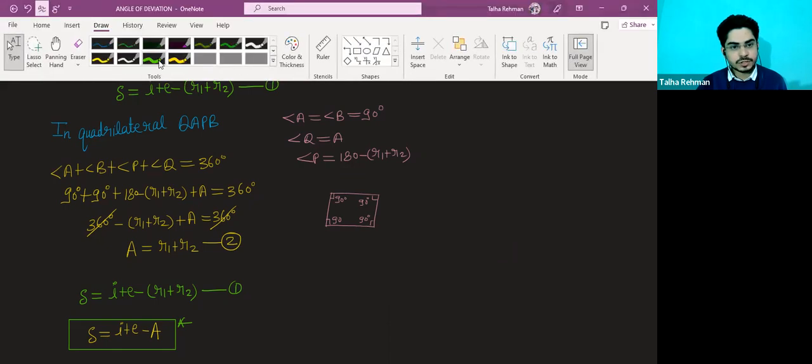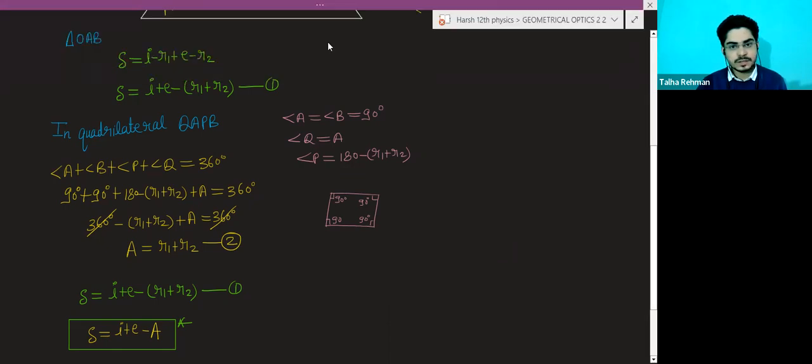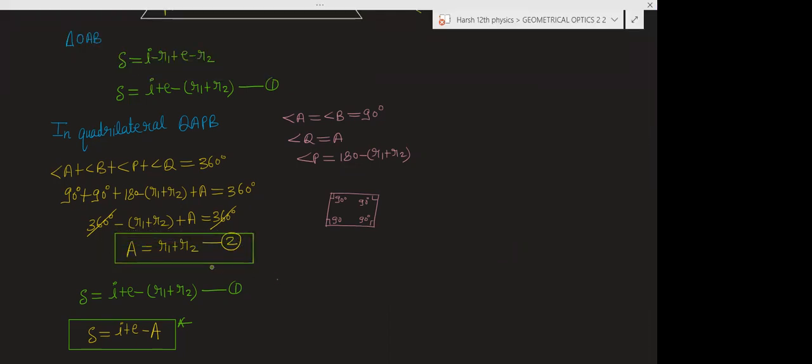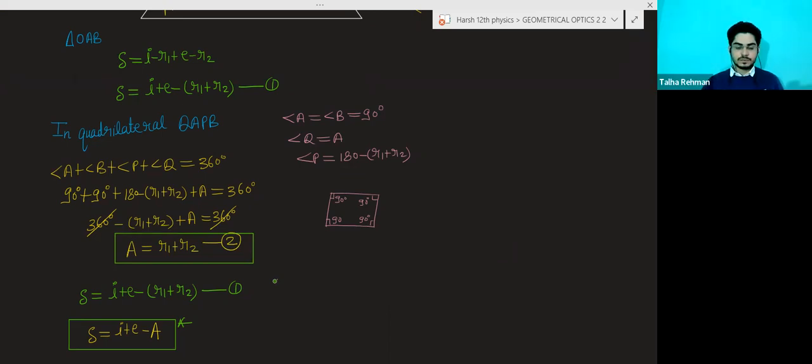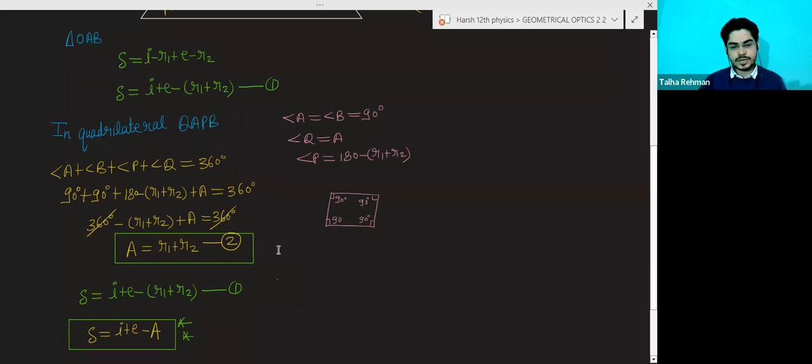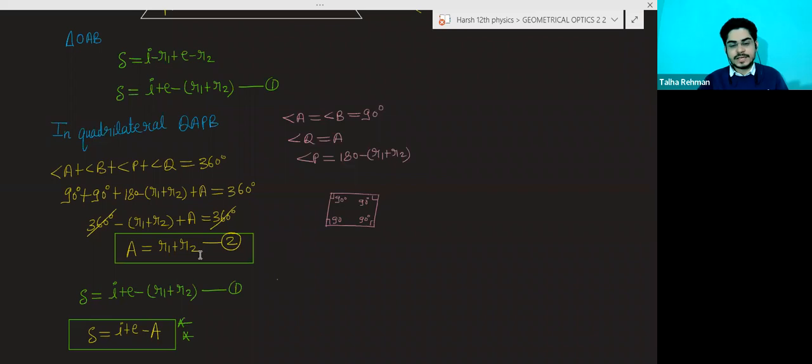You should highlight two formulas. One is this and one is this also. A is equal to R1 plus R2. So two formulas. What's most important is this, and this is also important, but less important as compared to this.